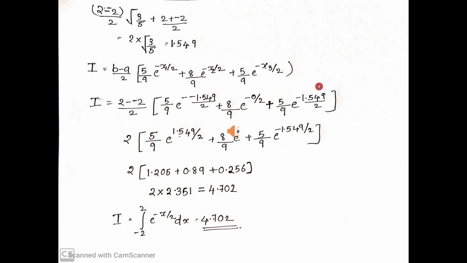Therefore, on solving, we get I equal to 4.702. Therefore, I equal to integral minus 2 to 2 e raised to minus x by 2 dx is equal to 4.702.